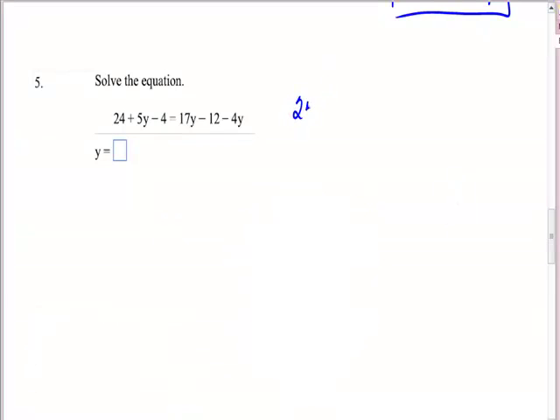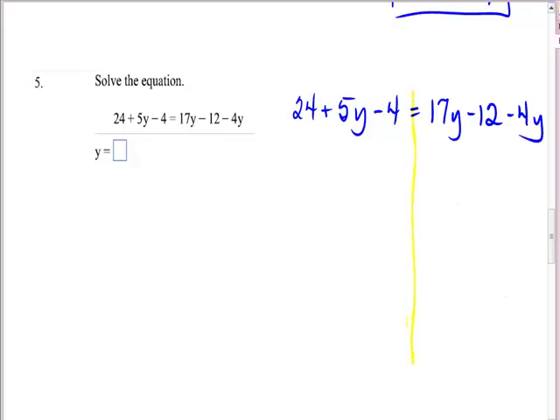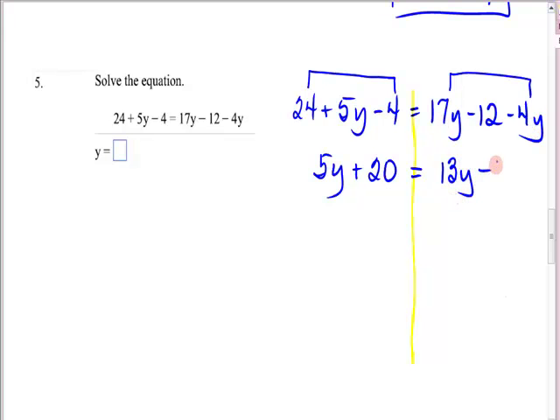Looking at this one, I have 24 plus 5y minus 4 is equal to 17y minus 12 minus 4y. Can I simplify on the left? Yes. There's some like terms, but I'm going to write down my 5y first because it's customary to have the variables come first. Then 24 minus 4 gives me positive 20. On the right-hand side, I have some like variables. I have a positive 17y and a negative 4y for 13y minus 12.